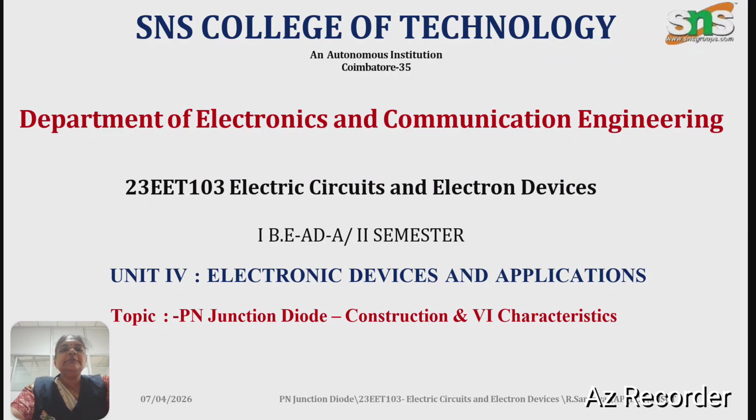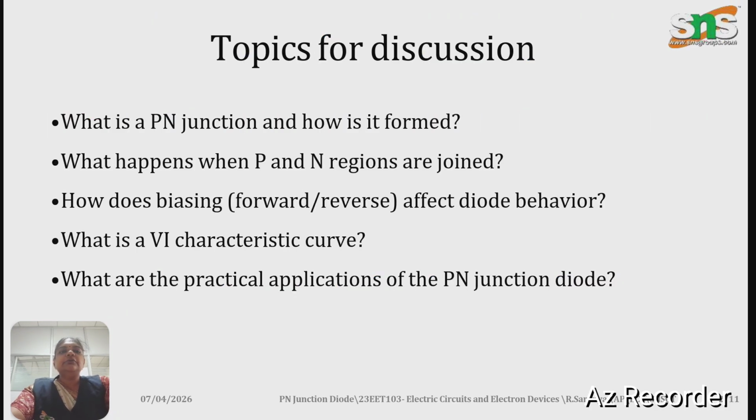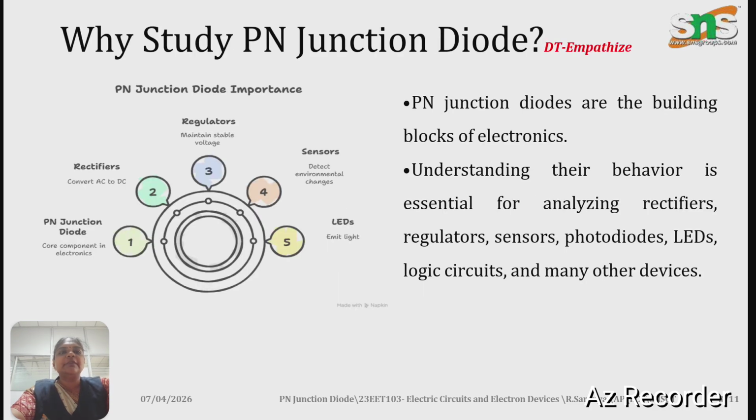In this video, we will be seeing what is meant by a PN junction diode, its construction, and its characteristics. We will be discussing the following topics: what is a PN junction diode, how it is formed, what the different types of biasing available for the diode are, the VI characteristics curve, and the practical applications of the PN diode.